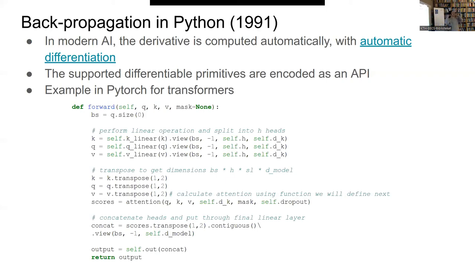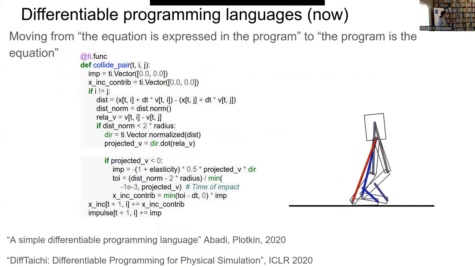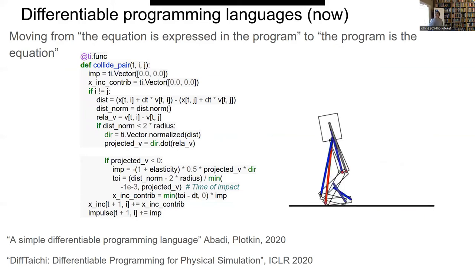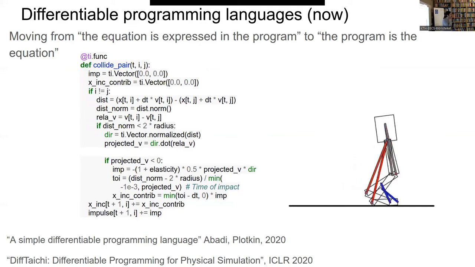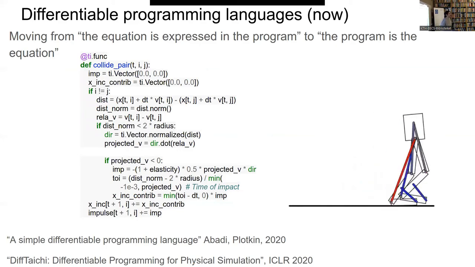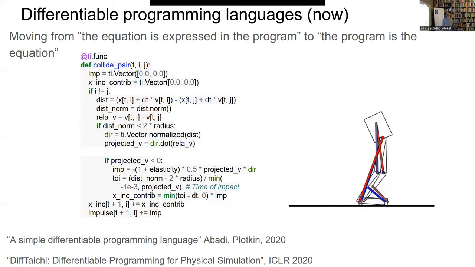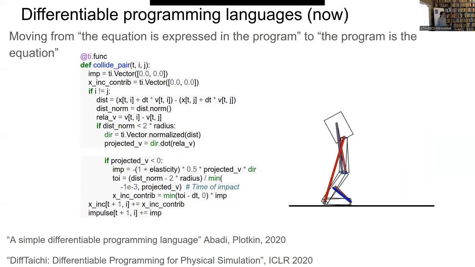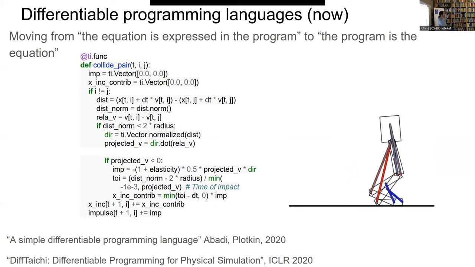Now we move on to the future. So some things that are not necessarily in production. Ideally, what we want is that the program itself is differentiable. The whole program, not only the one function which describes the neural net. And this is something called differentiable programming languages. So here we need new programming languages. We cannot reuse Fortran, we cannot reuse MATLAB, we cannot reuse Python. We need something new, to a large extent. Here the tagline is that we move from the equation being expressed in the program to the program being the equation itself. That's really the next step.